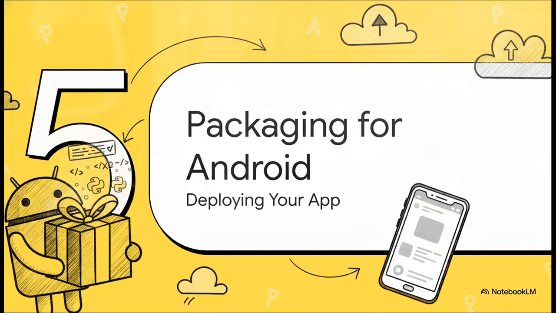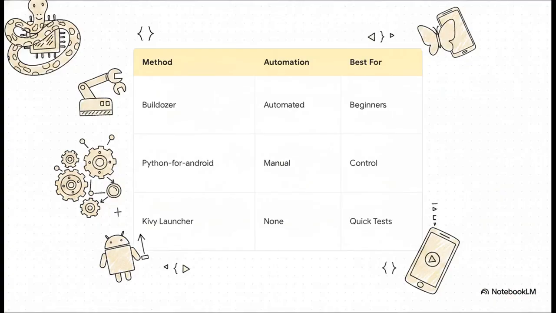And now for the grand finale. Section 5. Packaging for Android and deploying your app natively. You've actually got a few different options for deployment here. As you can see, Buildozer is by far the most beginner-friendly route because it completely automates the Android SDK and NDK installations for you. Now, you could use Python for Android directly if you really need deep manual control over the toolchain. Or the Kivy Launcher app lets you run simple scripts directly off your phone's SD card without compiling anything at all. But for creating a standalone distributable app, Buildozer is for sure the clear winner.